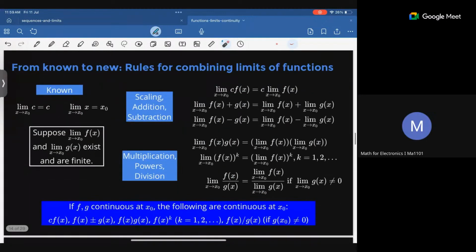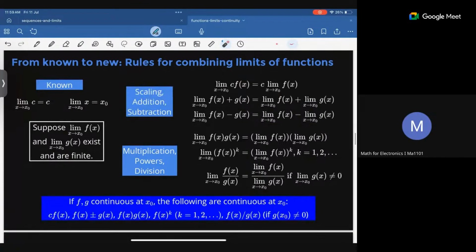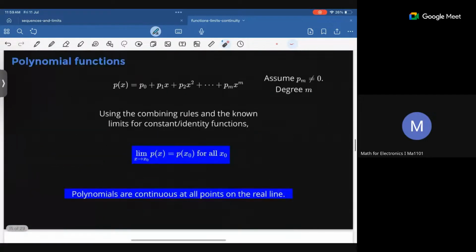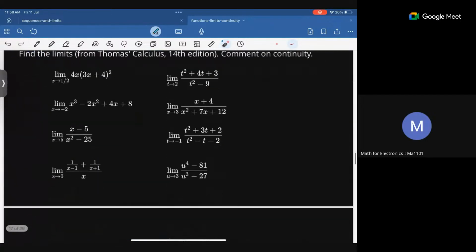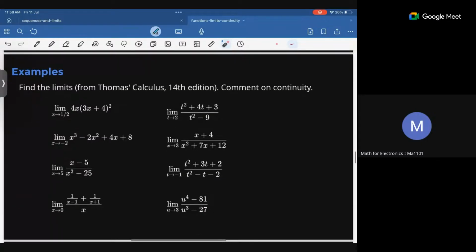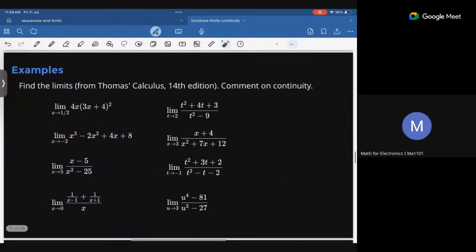Again, there are many rules. I think we have discussed these things during week 4, and using them we will compute these limits. Okay, so we'll do 1 or 2 examples and then you practice more.